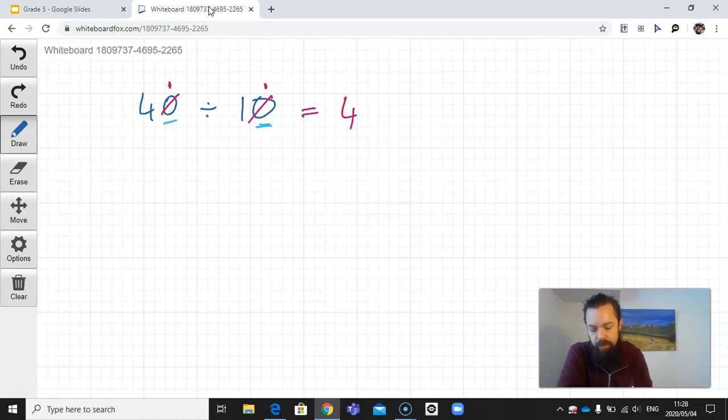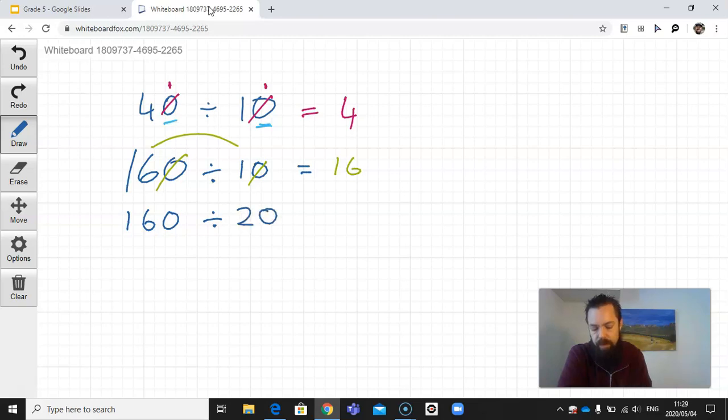I'm going to do another one. So if we had something like 160 divided by 10, we can ignore those zeros. And we can say, well, 16 divided by 1 is 16. There's our answer. It also works with numbers like this. Let's say I had 160 divided by 20. So I still have a 0 and a 0, so I can cross them out. I can ignore them. And then I say 16 divided by 2. How many 2's in 16? 2, 4, 6, 8, 10, 12, 14, 16. So it's 8. And then my answer to the whole problem is 8.